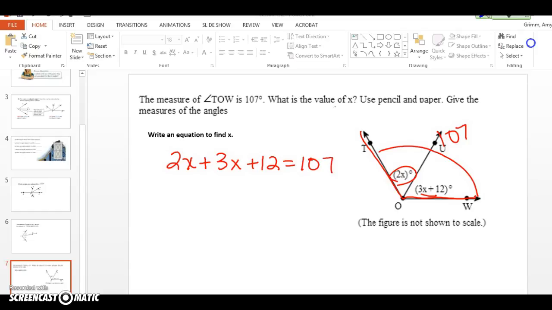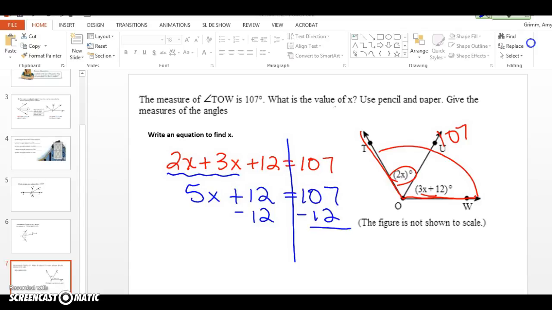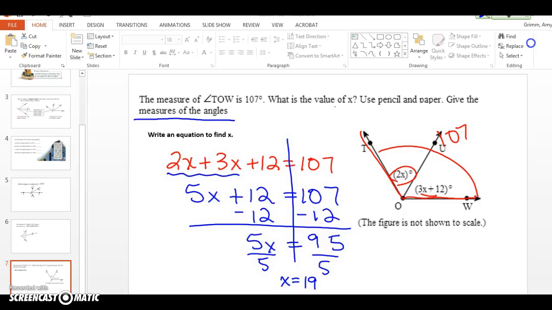What do I do from here? Add your like terms. So 2x and 3x is 5x plus 12 equals 107. Now this is easy for us. Divide both sides by 5. How much is it? 19. Okay, now we didn't finish this. It said find the measures of the angles. So what do I have to do now?